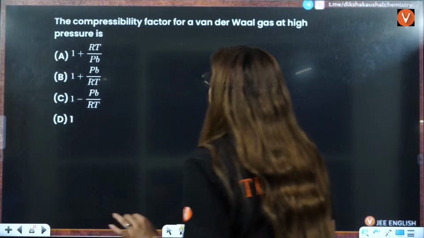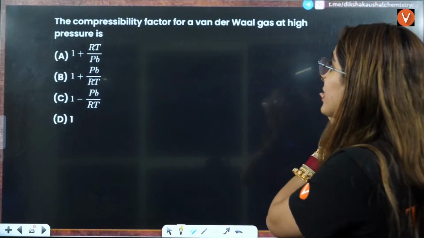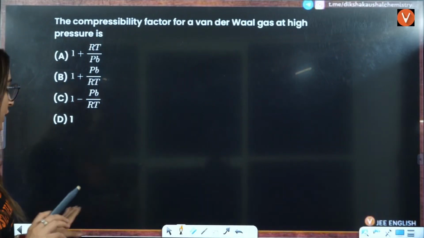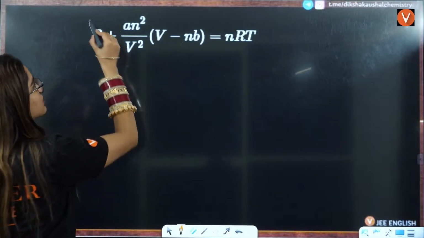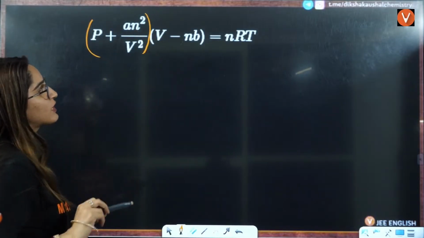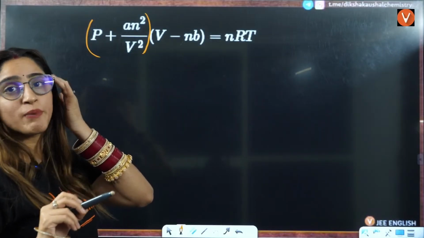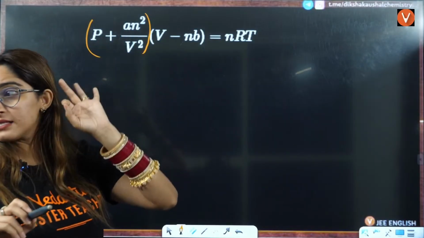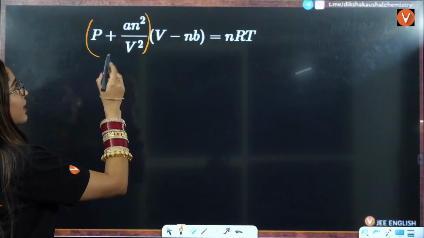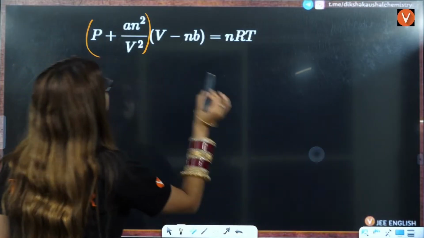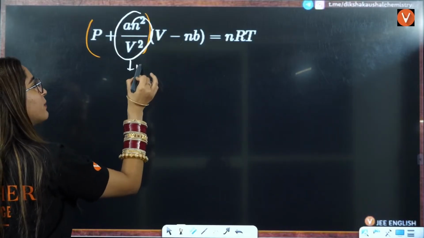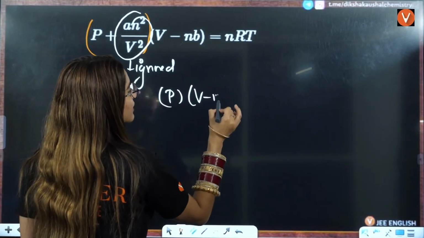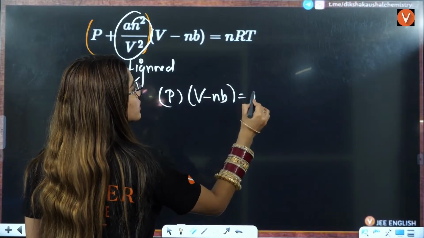Next question is the compressibility factor for a van der Waals gas at high pressure. For that, you need to know the real gas equation, that is P plus an square by V square, times V minus nb. Otherwise, you have PV equals nRT. But when you have a real gas, this factor is added and this is subtracted. That is there in states of matter. So here pressure is very high, so this term will be ignored. That means you will have P multiplied by V minus nb equals nRT.